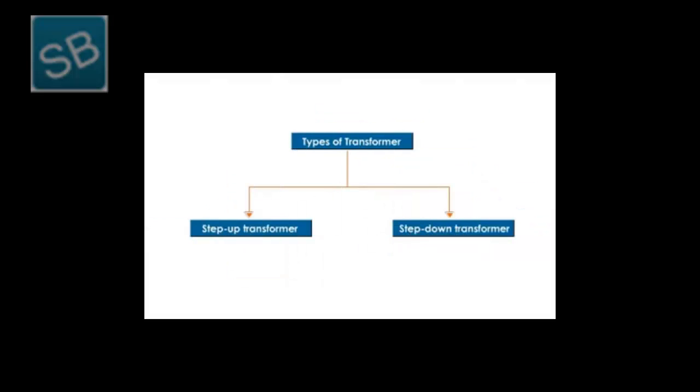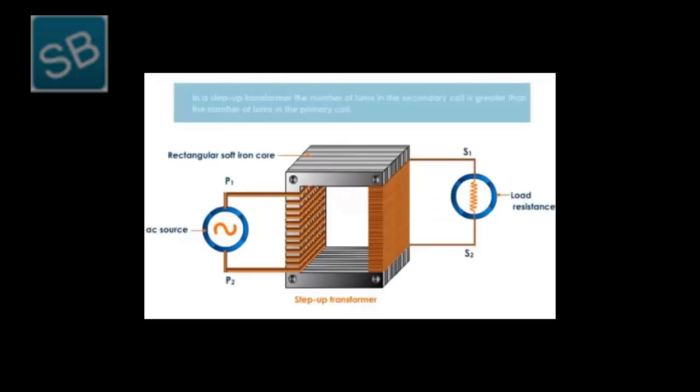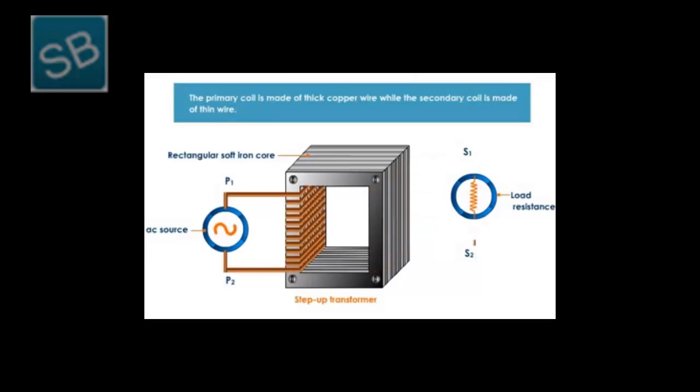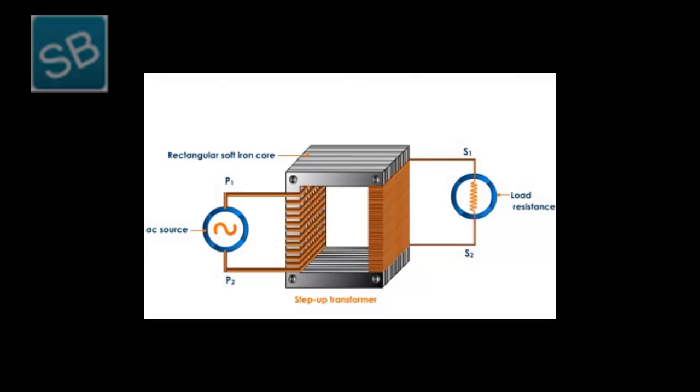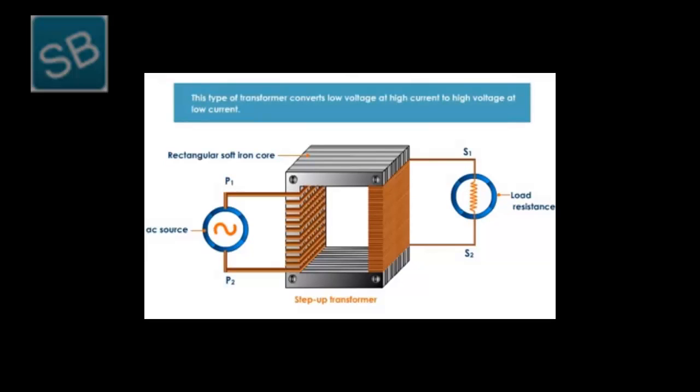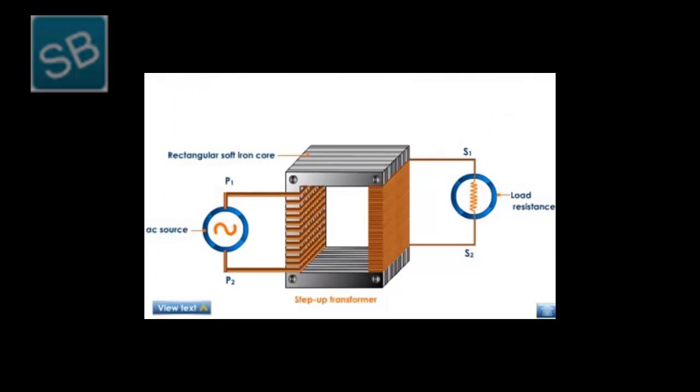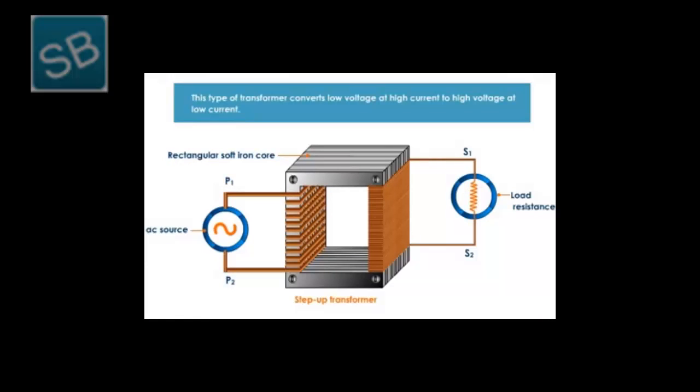And the types of transformer are mainly of two. The first is step-up transformer and the second one is step-down transformer. The step-up transformer is one in which the number of turns in the secondary coil, you can see from the figure, are more than that in the primary coil. This primary coil is made up of thick copper wire, and this type of transformer, the step-up transformer, converts low voltage at high current to high voltage at low current.